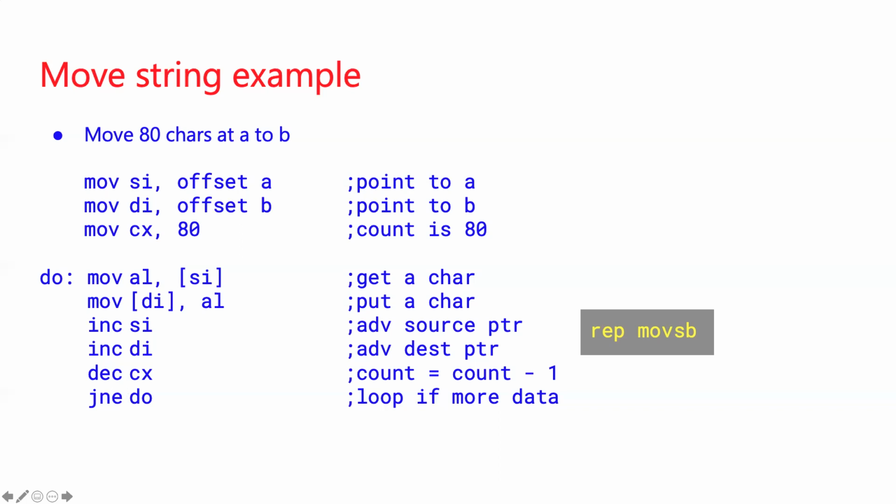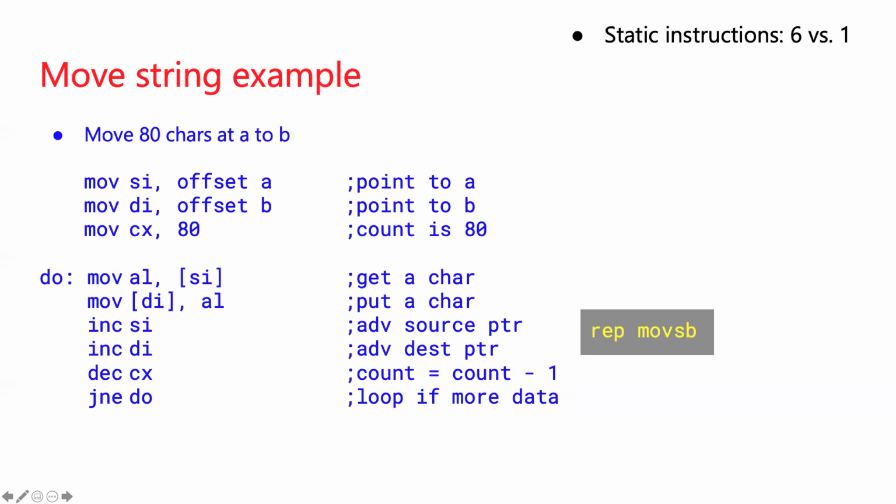It says decrement CX every time and keep doing it until CX reaches 0. So this one instruction can copy, in this case, 80 bytes from a source to a destination, or as many bytes as you need to copy, as long as CX has enough capacity for that. So if we look over here, we had 6 machine instructions that did this, and we're replacing them all by 1 machine instruction.